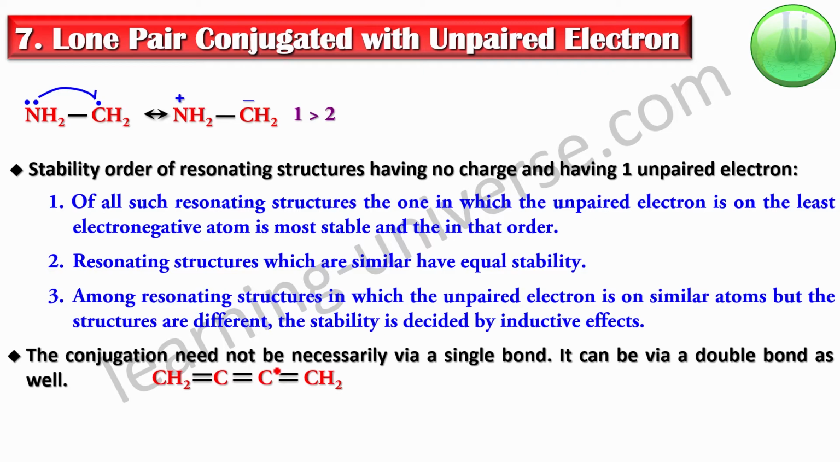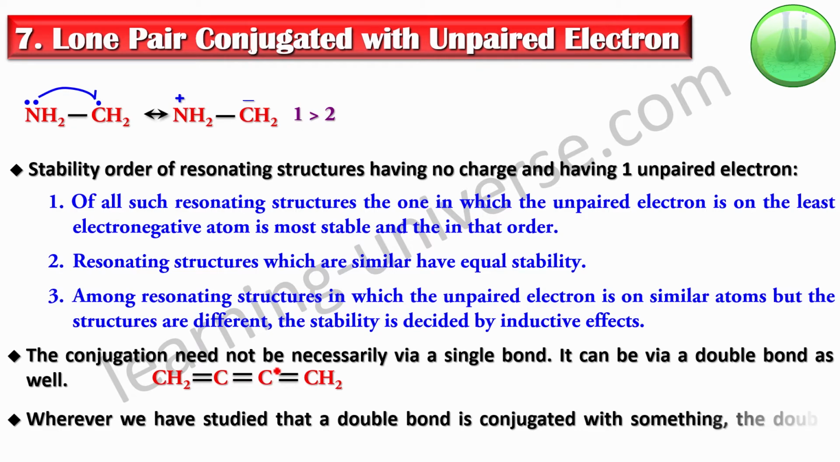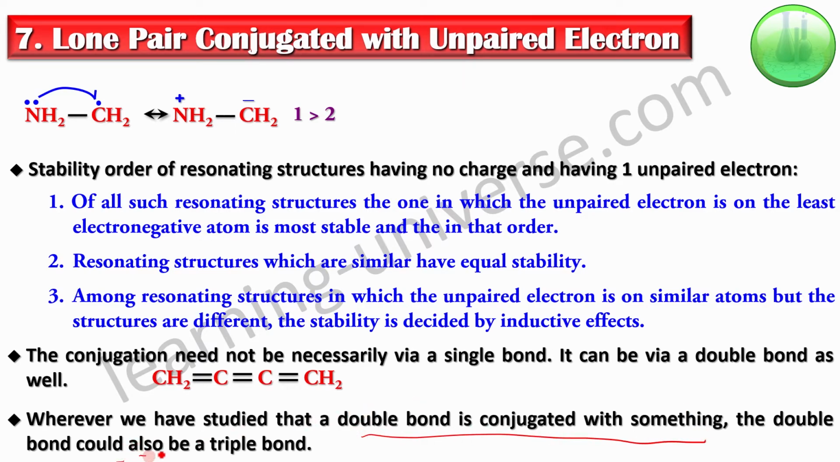And the next point is that wherever we have seen a double bond, you could even have a triple bond. But remember, if you have a triple bond, then only one pi bond will be involved in resonance, not both, because of the orientation of the orbitals. So wherever we have studied that a double bond is conjugated with something, the double bond could also be a triple bond. Okay, now let's get things going fast.